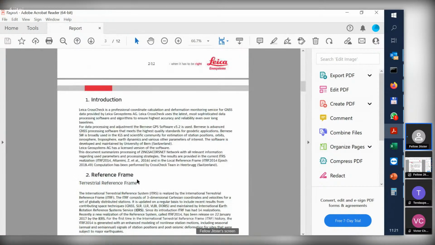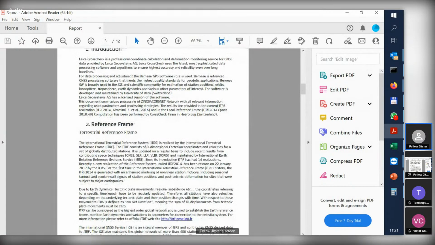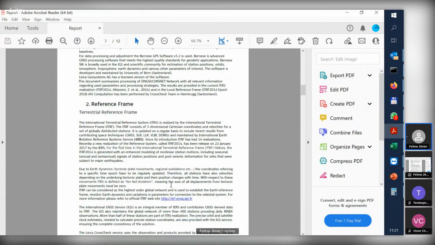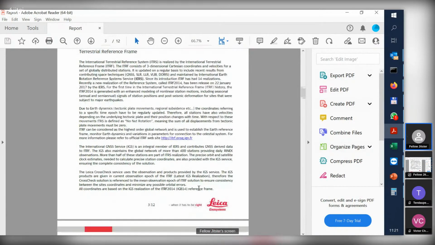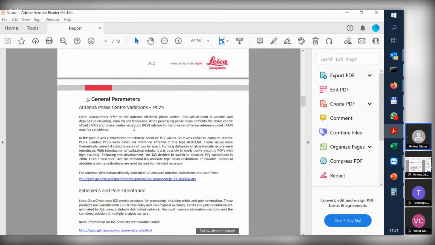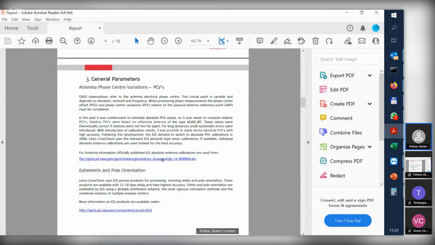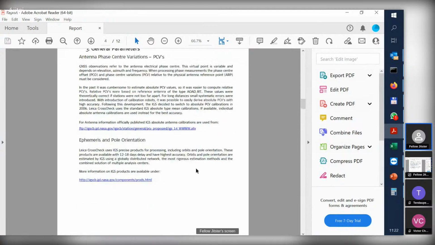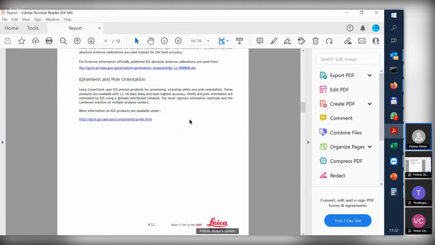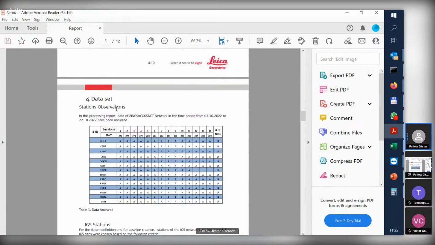So here in this report, we talk about the reference frame. Once again, we mention all these organizations like IERS, ITRF, etc. So basically, the theory you have already seen. So here we have some summary. Then information about the parameters which we use, for example, phase center offsets and phase center variation. So this is what we used. We use also calibrations for the stations from the IGS network, precise ephemeris, precise pole orientation, and then we have the data set.